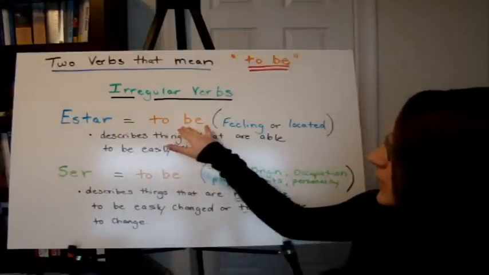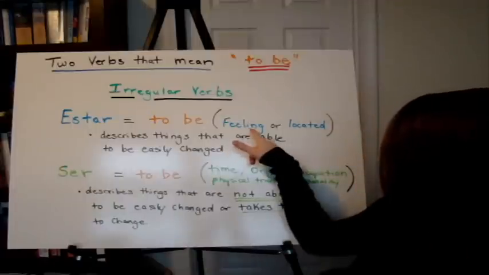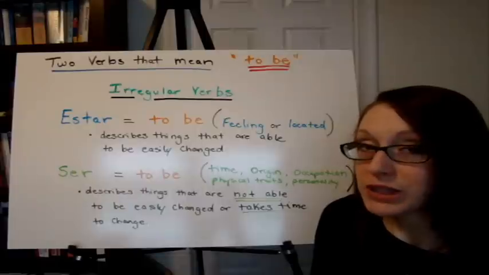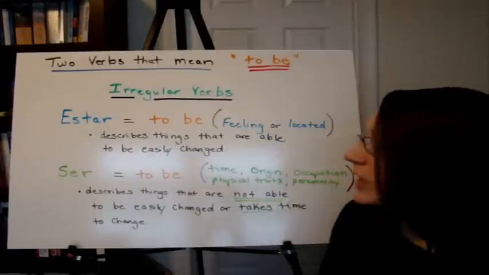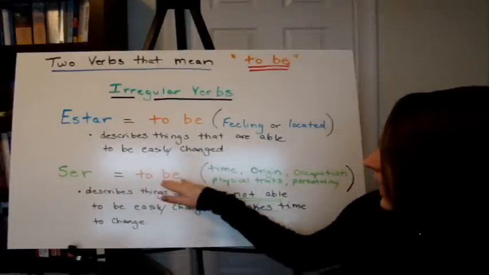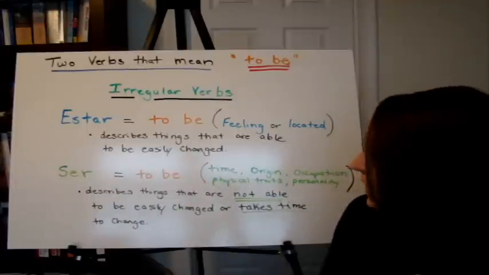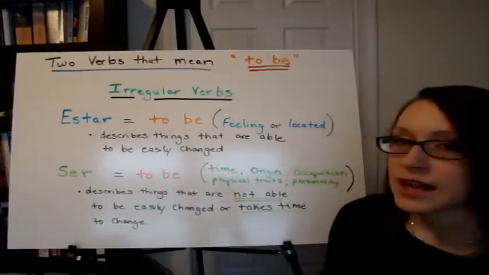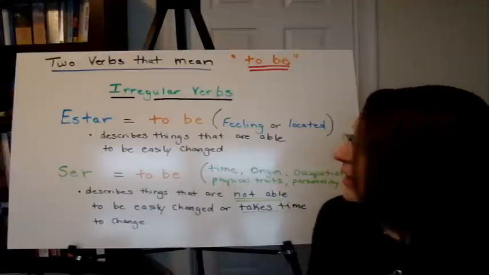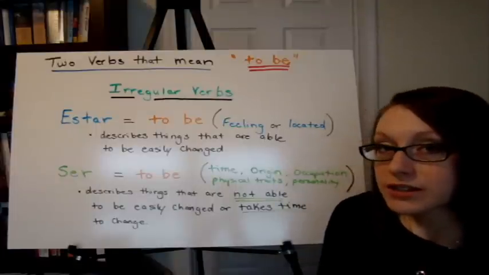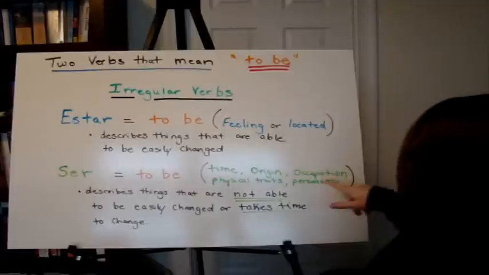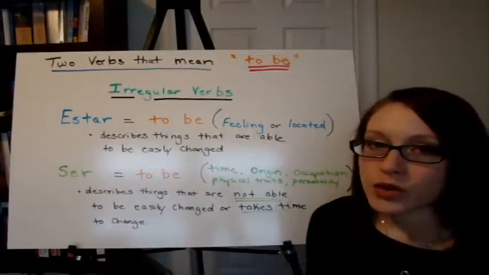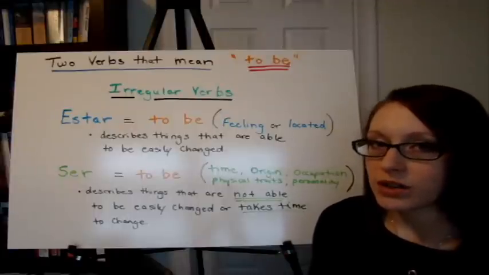Estar, like I said, means to be, but specifically it means to be feeling or located someplace. This verb is more of a temporary to be verb, which means that it describes things that are able to be easily changed. Ser is the exact opposite of that. Ser is a more permanent to be verb. Ser deals with things that are not able to be easily changed or things that take time to change. Things such as time, origin, occupation, physical traits, and personalities. Now I would like to just focus for a few minutes on the difference between their conjugation.